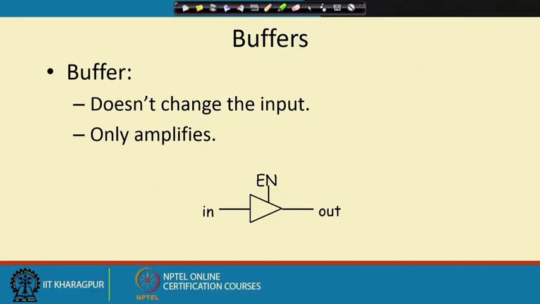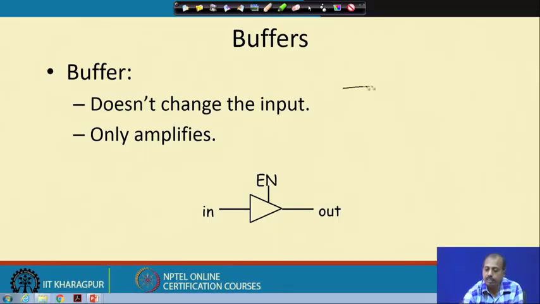If I have a line like this, at this point I am sending some signal S. At this point when I measure S, I find that it is not that strong. So in between, we put a buffer like this. This buffer will amplify the signal. It is basically a true value transfer. Whatever is coming as input will go to the output, provided this enable line is equal to 1. If enable is equal to 1, then output equals input. It does not do any other logic change to the signal.